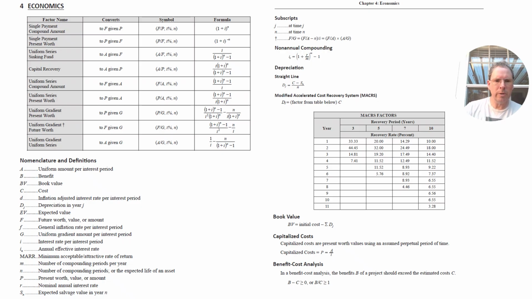Okay, the next stuff that comes up is the economics. You have future given present and everything else. It defines it pretty good here. And you have some depreciation, straight line and accelerated depreciation, book values and benefit cost analysis.